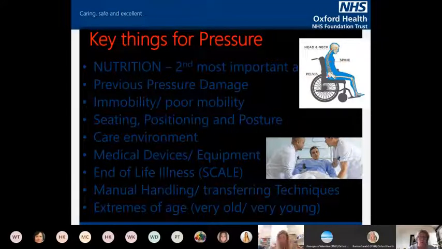Care environment, really important. Has somebody got help to move, help to care for their skin, and someone to be able to observe pressure areas? So assessing the care environment.